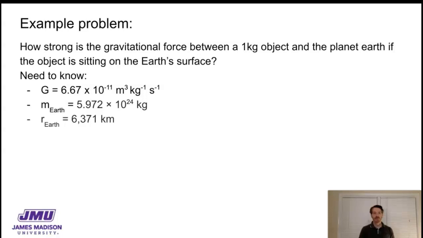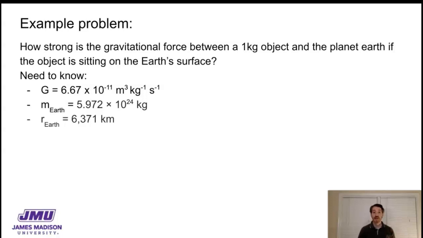But how about how strong is the gravitational force between a 1 kilogram object and the planet Earth while the object is sitting on the planet's surface? So now you need to know the mass of the 1 kilogram object is 1 kilogram. You need to know the mass of the Earth. So that would either be given or you would be allowed to look it up in a situation where you could be expected to do this calculation.